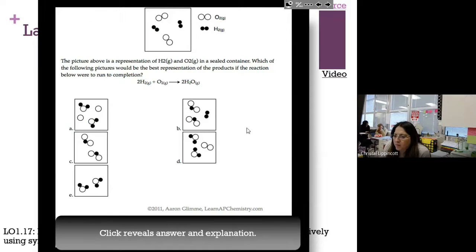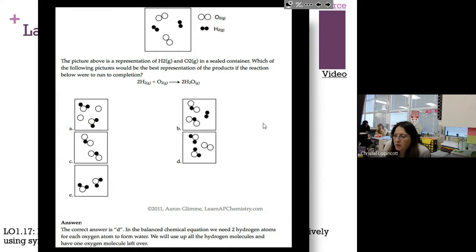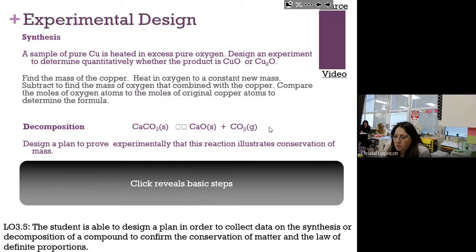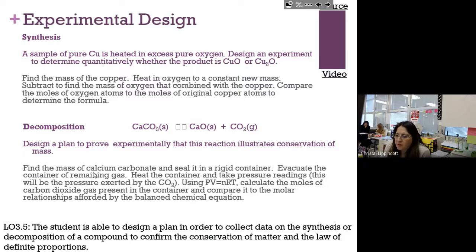Okay, so here we have a particulate diagram, and the answer for this one was D. Does anybody have any issues or questions with that? Okay, that one was pretty easy. Here, you had to find the mass of copper. Find the mass of the copper, heat in the oxygen to a constant new mass, subtract the mass of the oxygen that was lost, and then combine with the copper, and then compare the moles of oxygen to the moles of copper. So this was a decomposition reaction down here.